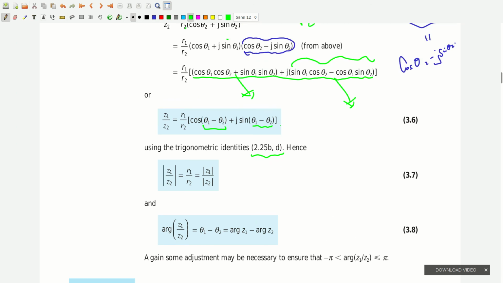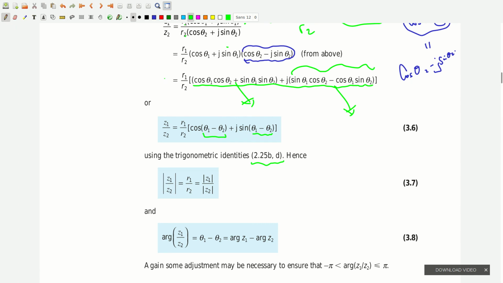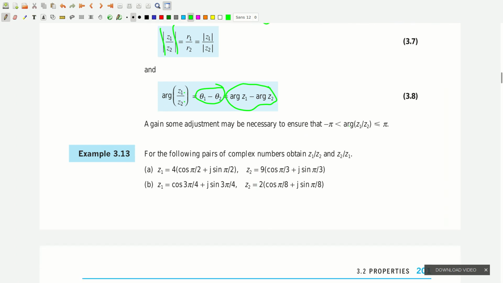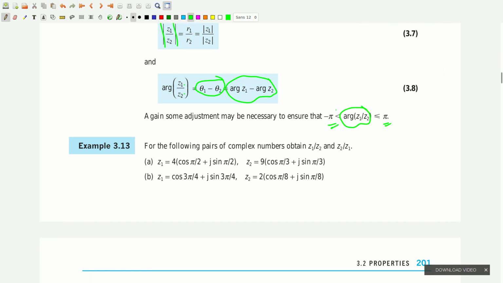So we shall in the end see that if this is z1 over z2, its modulus is simply r1 over r2, and its argument is simply theta 1 minus theta 2, which is the argument of z1 minus the argument of z2. Again, you have to make the necessary adjustments such that the argument here lies between pi and negative pi.